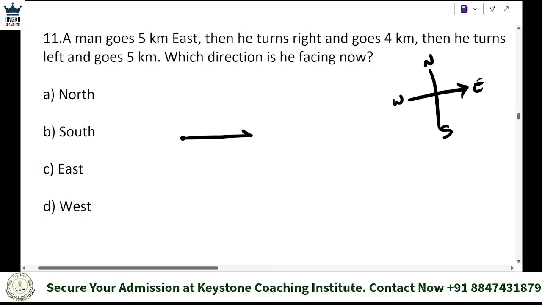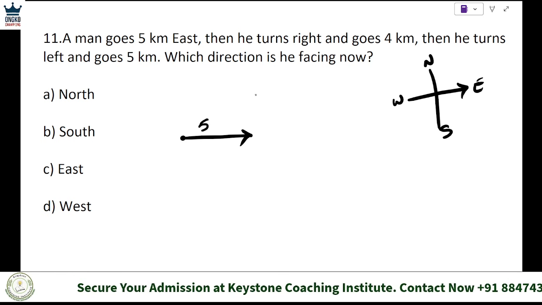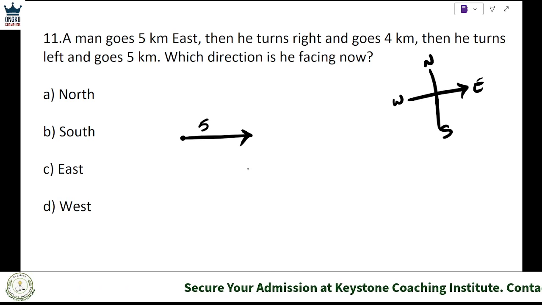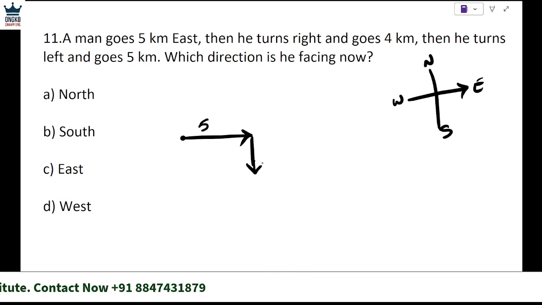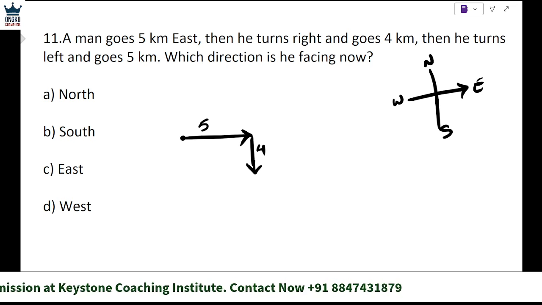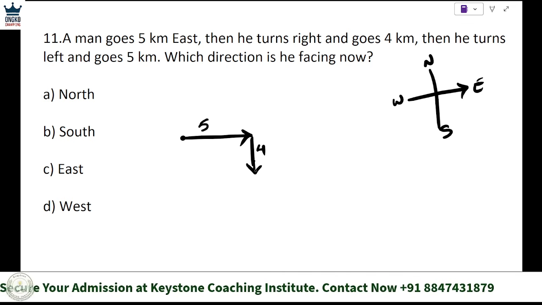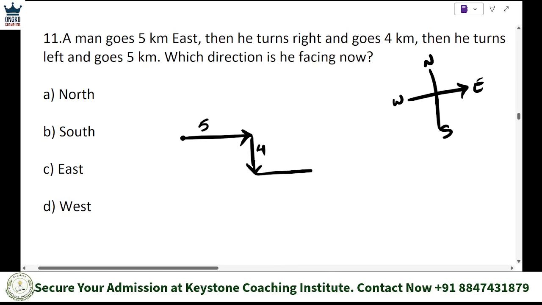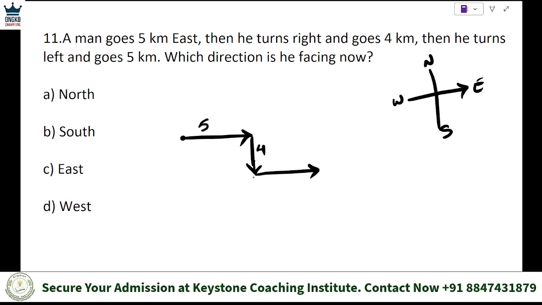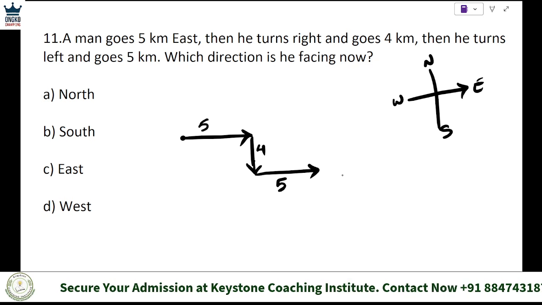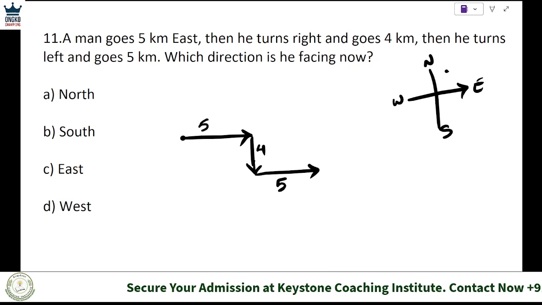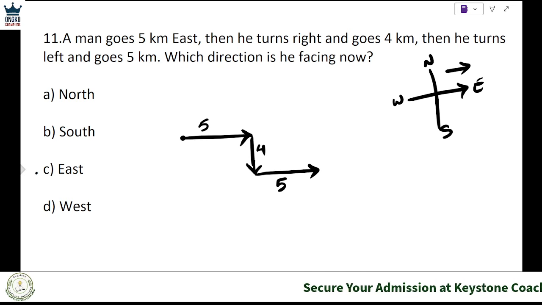If he goes 5 kilometers east, then he turns right. Right means downward, this way. And goes 4 kilometers. Then he turns left. Left means this way, and goes 5. Which direction is he facing now? He is facing east. So the answer is east.